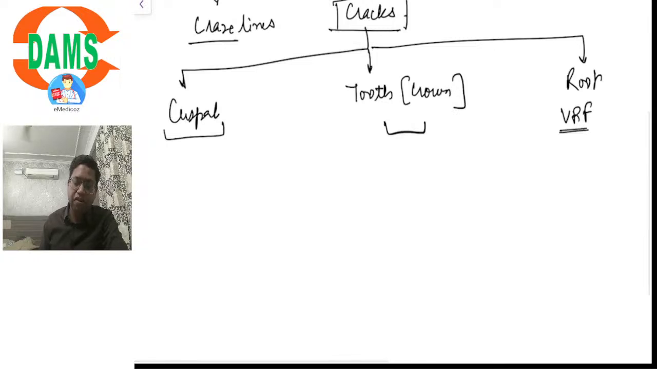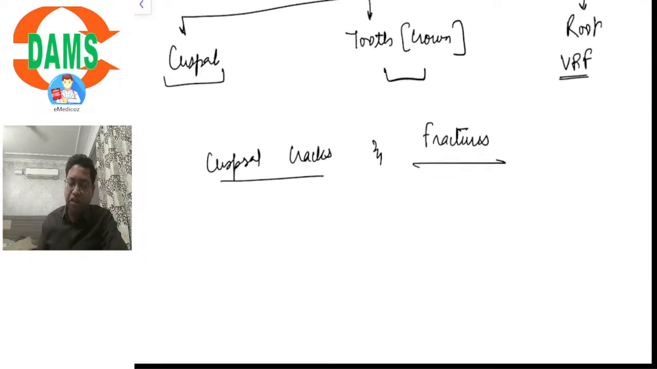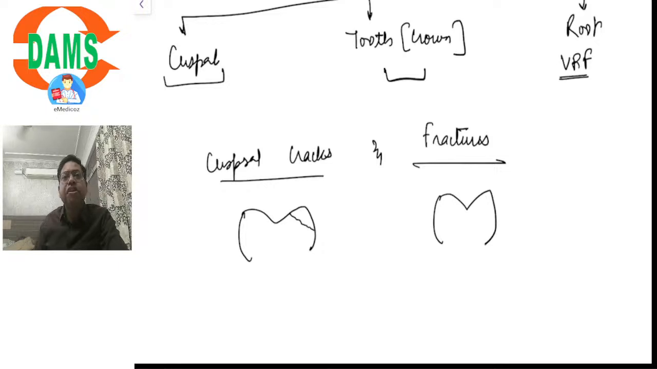Firstly, we'll talk about the cuspal cracks and fractures. There is a tooth cusp, suppose, if we talk about a molar, and there is an incomplete fracture without loss of tooth structure. It is known as a cuspal crack. And when there is a throughout fracture, a separation of the cusp, it is known as a cuspal fracture.